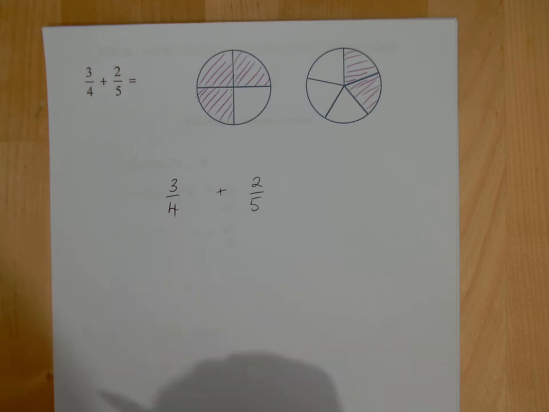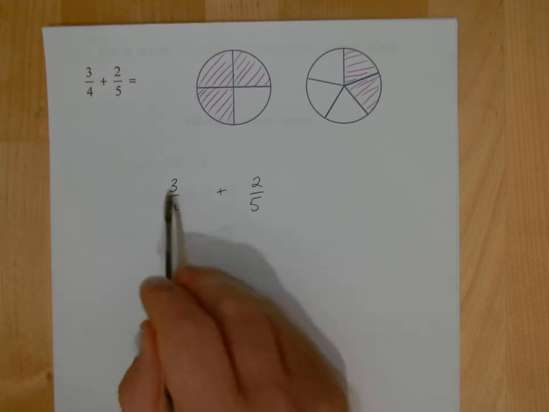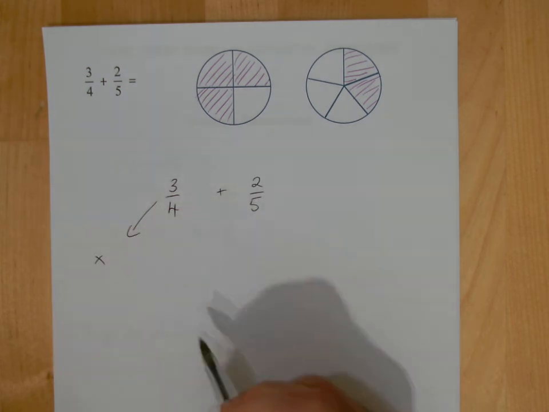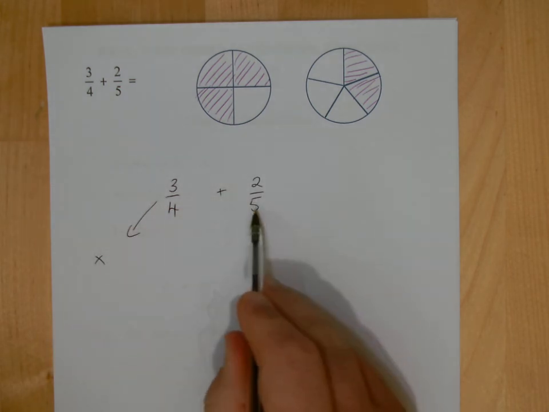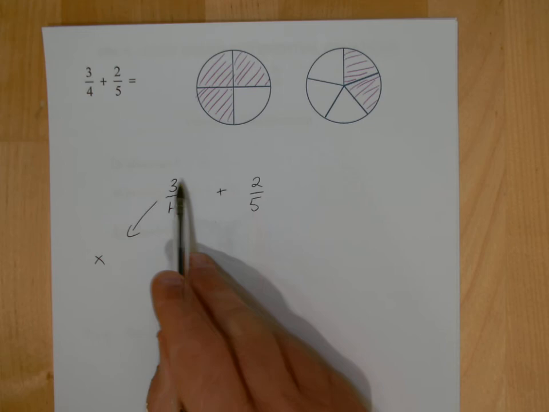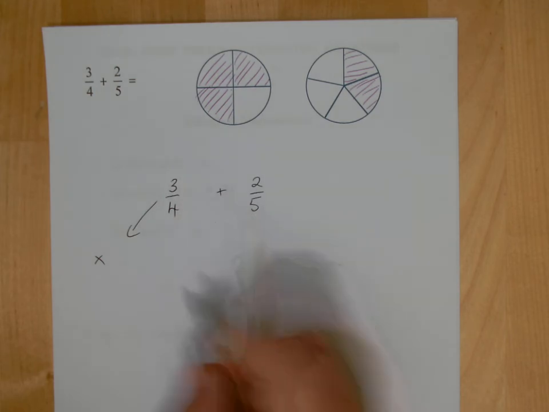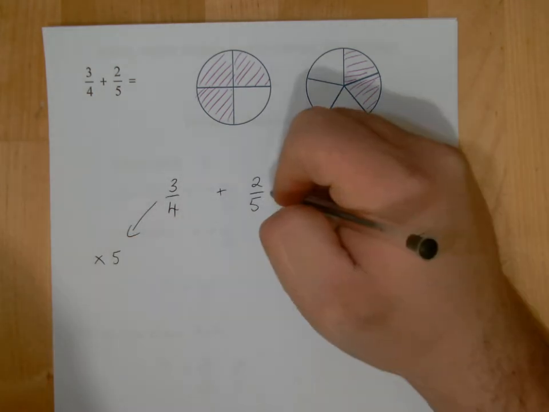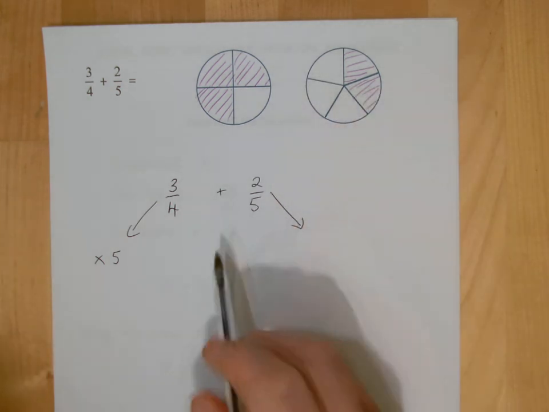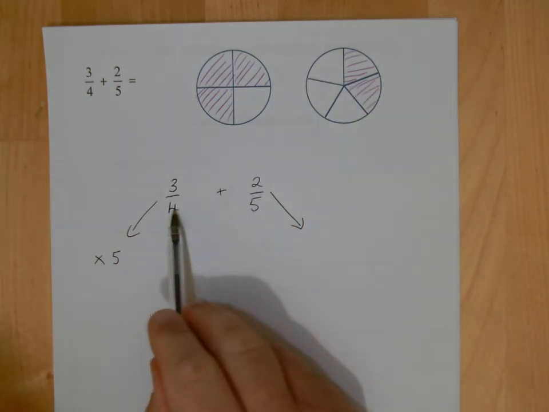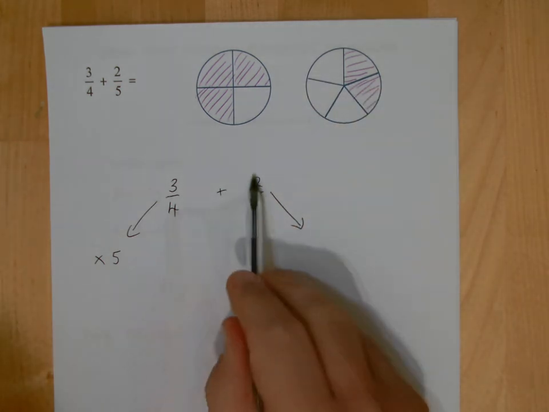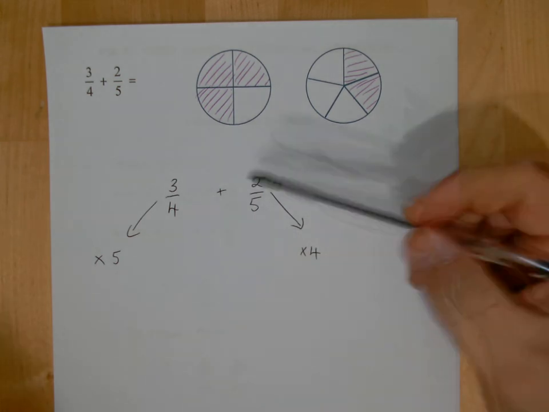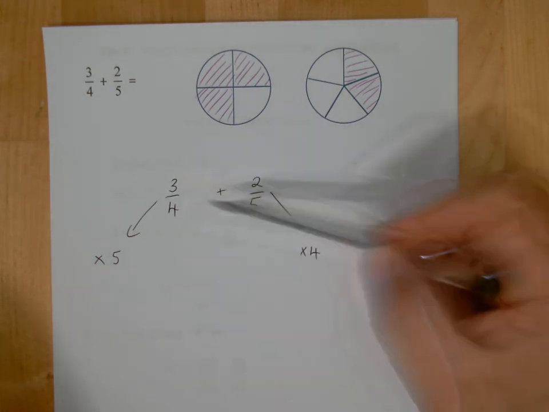The way to do that is really easy, because what you do is, you look at this fraction, and you multiply it by whatever's on the bottom of the other fraction. So this fraction here, I'm going to multiply by 5. And this fraction, you look at what's on the bottom of this fraction, which is a 4, so you multiply this fraction by 4. Is that clear? So quite simply, you're crisscrossing, vice versa.